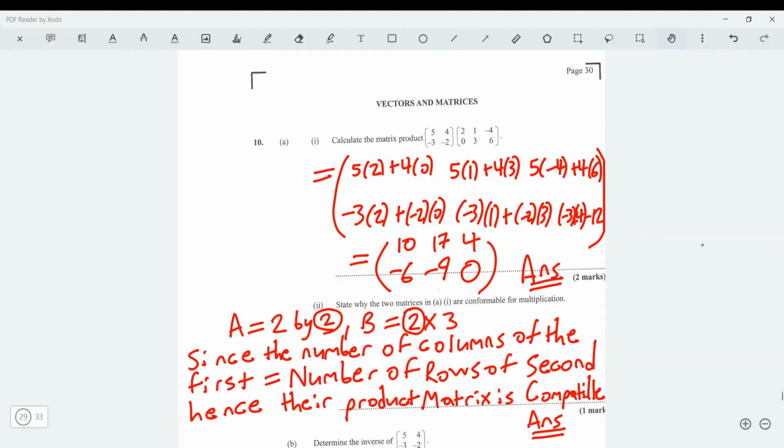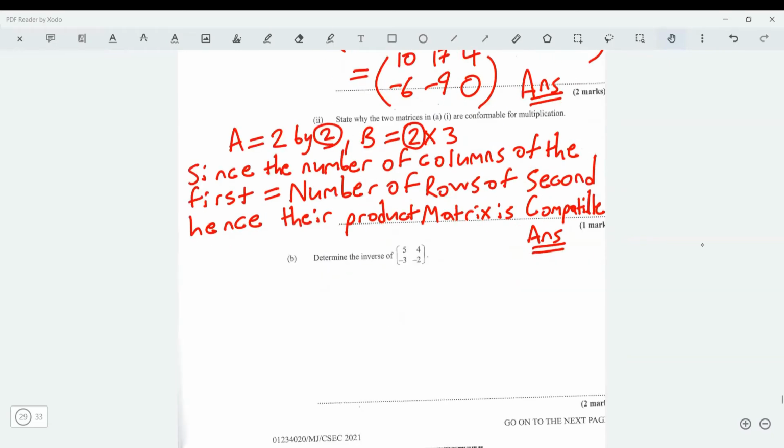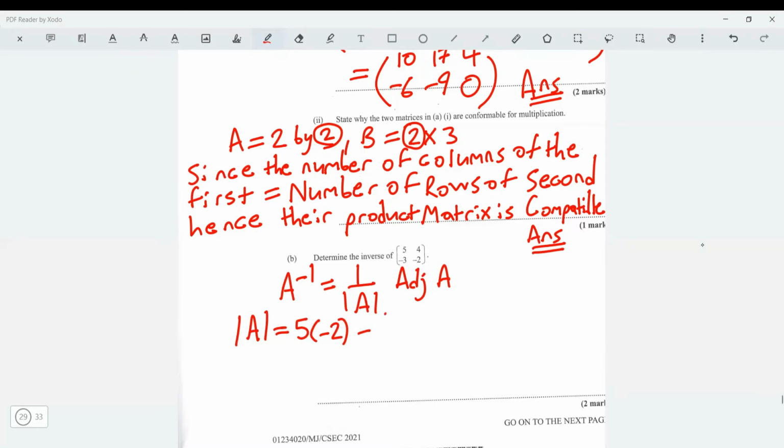Okay, let's look at the next part. The next part says determine the inverse of this matrix right here. Let's call this matrix A. We need to remember that the inverse of any matrix, A to the minus 1, is 1 over the determinant of A multiplied by the adjoint of A. So first we need to find the determinant. The determinant of A is the 5 times minus 2, the product of the leading diagonals, minus the product of the non-leading, which is 4 times negative 3.